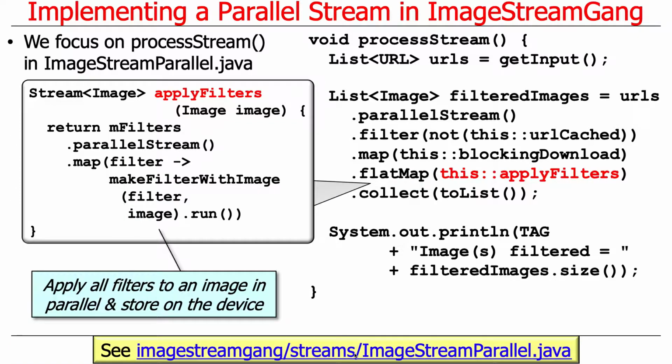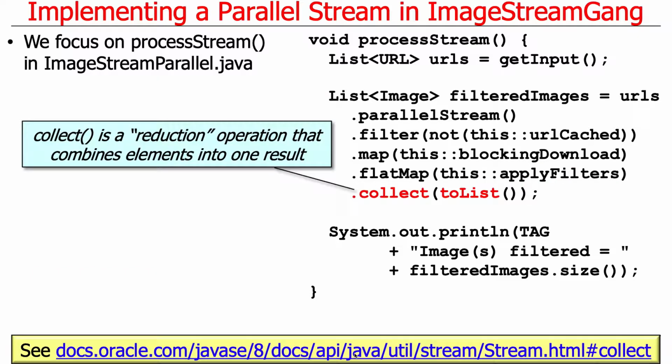Here's applyFilters. In a nutshell, applyFilters is going to take all the filters and, in parallel, apply them to the image. So for each image, all the filters will be applied, and we'll end up with a stream of transformed images coming out of applyFilters. That's why we're going to have more elements coming out of here than we put into it.